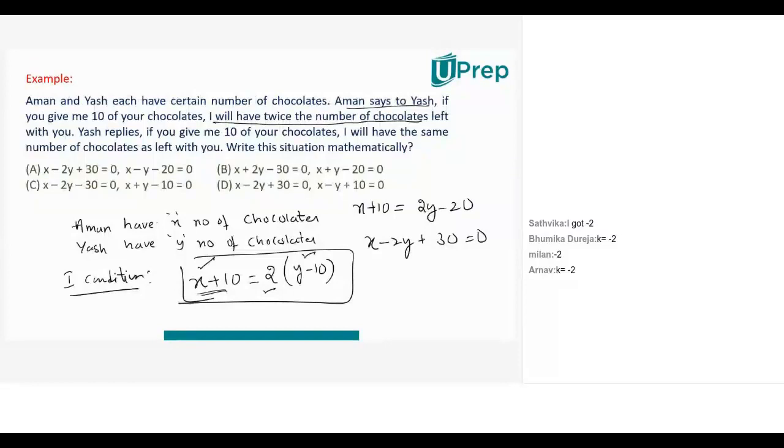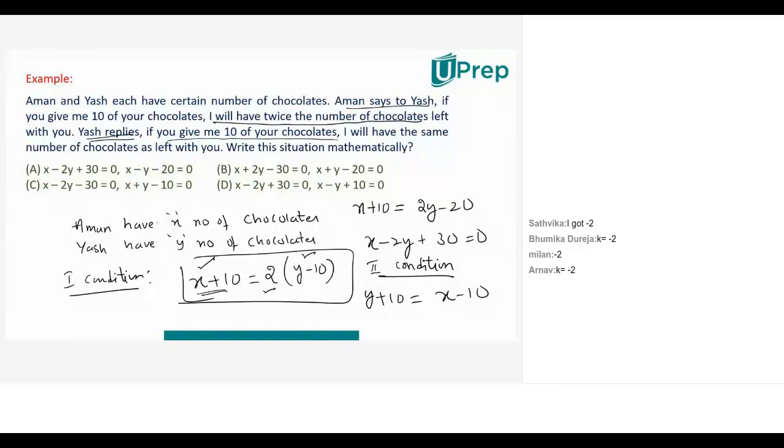Now, let's talk about the second condition. What is the second condition? Yash replies, if you give me 10 of your chocolates, I will have the same number of chocolates as are left with you. Initially, Yash has Y chocolates. He's saying, give me 10 chocolates. So, now Yash has Y plus 10 chocolates. How many does Aman have? Initially X, he has given 10 to Yash. So, X minus 10. Yes or no?